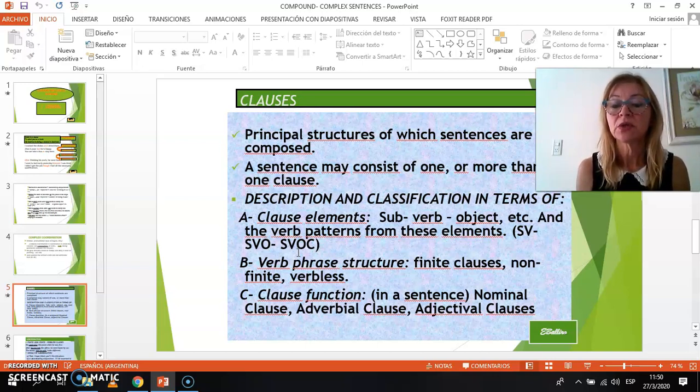Then we can also analyze the verb phrase structure within the clause, and so we classify clauses into finite clauses, non-finite clauses, or verbless. Finally, we can also analyze the clause function, that means the function of the clause within the sentence. Considering this aspect, we classify clauses into nominal clauses, adverbial clauses, and adjectival clauses.